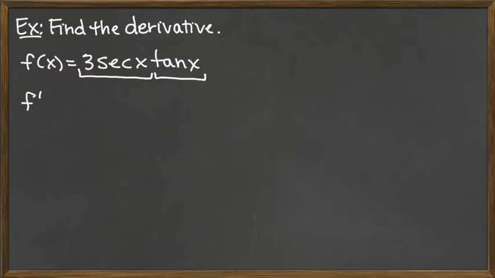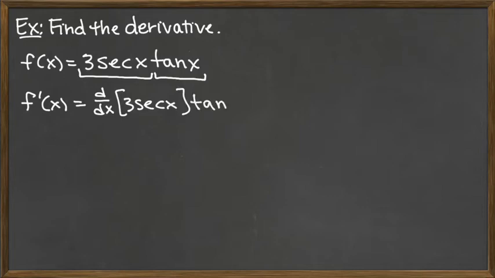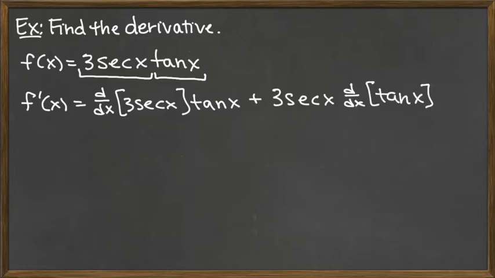So we have for the derivative then, the derivative of the first term, so we've got d dx of 3 secant of x, times the second one in the product, so we've got times tangent of x, plus now we've got the first term, so 3 secant of x, times the derivative of the second one, which is the derivative of tangent of x. So to complete the product rule, we have a couple of little derivatives to do.